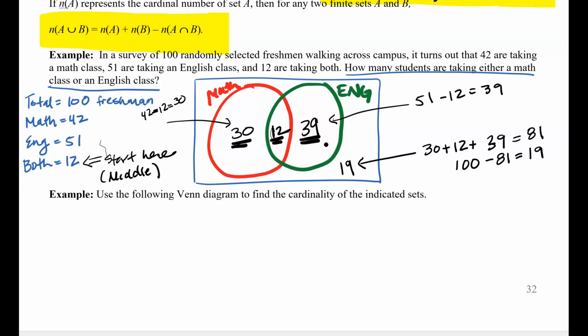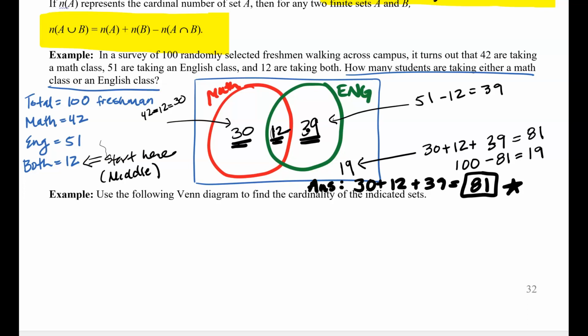So to get my answer, I'm going to come down here. My answer is going to be 30 plus 12 plus 39, and when I add those all together, I end up getting 81. Okay, so that's my answer for that one. And if you think about it, notice that the 30 and the 39 were not even a part of the original problem. So had I not done this diagram, it would have been very difficult to answer that question.